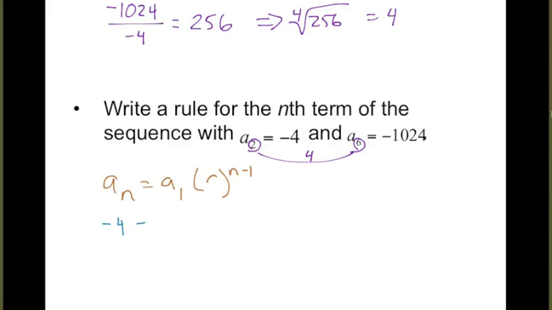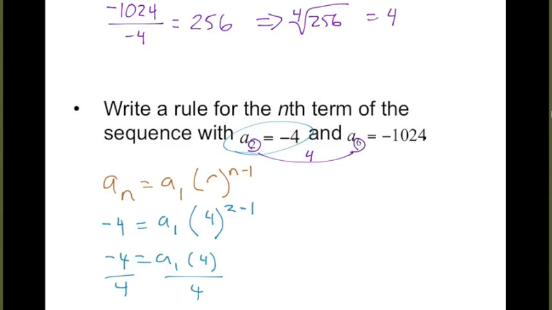So I'm going to have negative 4 is equal to, we still don't know a sub 1. We just found R is 4. And if I'm using negative 4, I need to use a 2 for n. I'm using this first point. 2 minus 1 is 1, so then that 4 just stays a 4. Divide by 4, and negative 1 is our first term. Then we take our first term and our R value and write our rule.